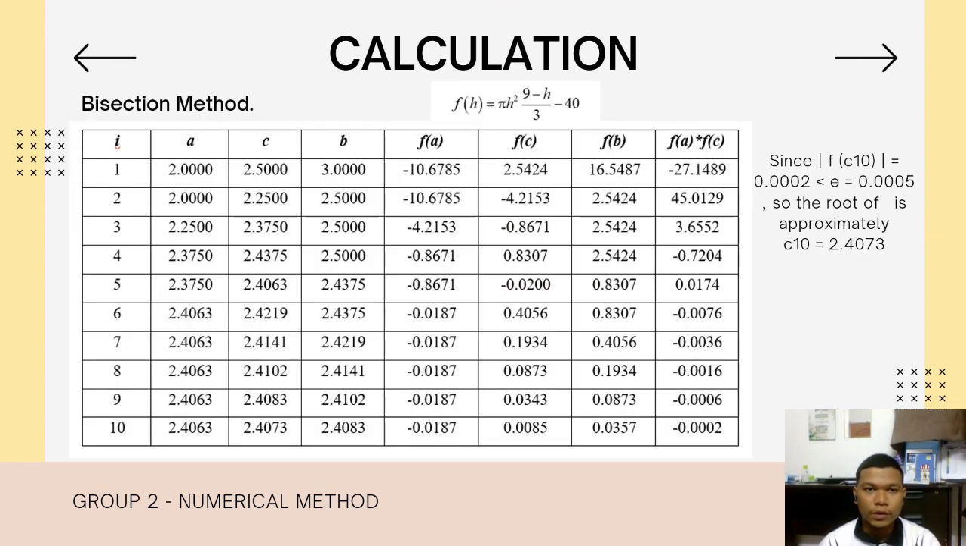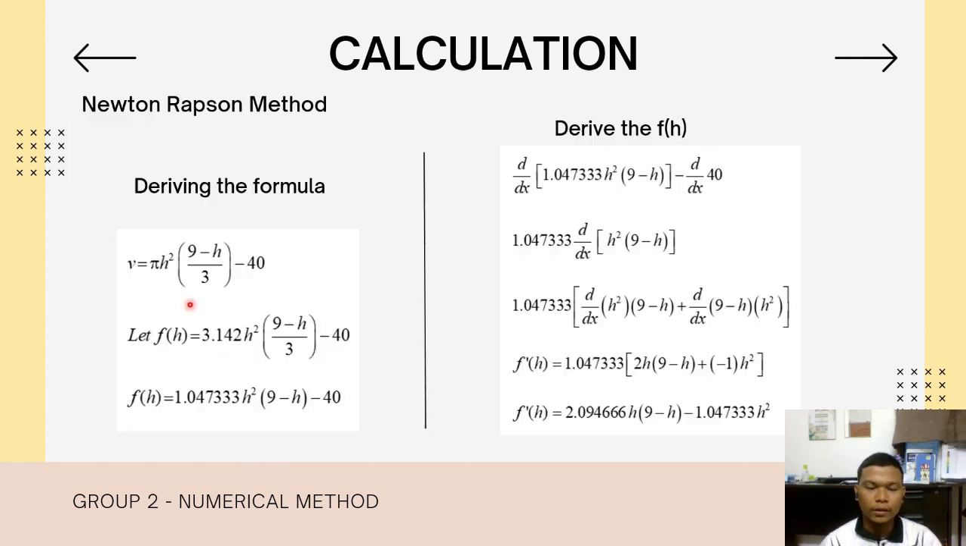For the bisection method, we have to tabulate like this to find the approximate root, which is between 2 and 3. Then we use the f(h) formula, which is this, and apply the stopping criteria, which is epsilon 0.005. And then we got the answer for the root, which is 2.4073.